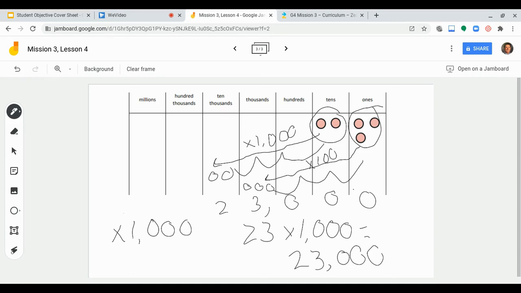And notice, if I had 23, I didn't just move the 10s over 3 spots. I didn't just move the 1s over 3 spots. I moved them both. Whatever number I start off with, I have to move each place value over that many spots. Okay? And that's what you're going to be working on throughout this lesson.